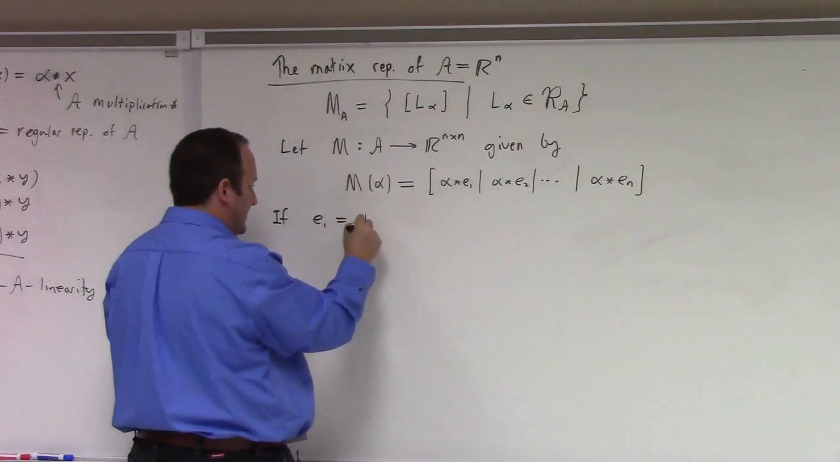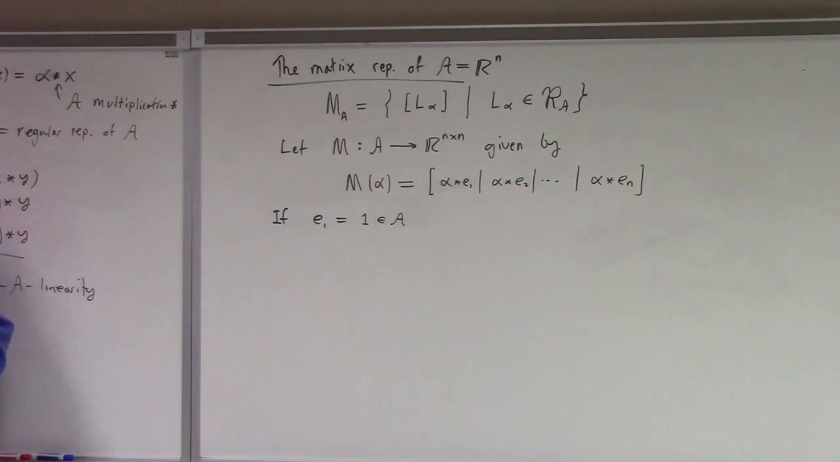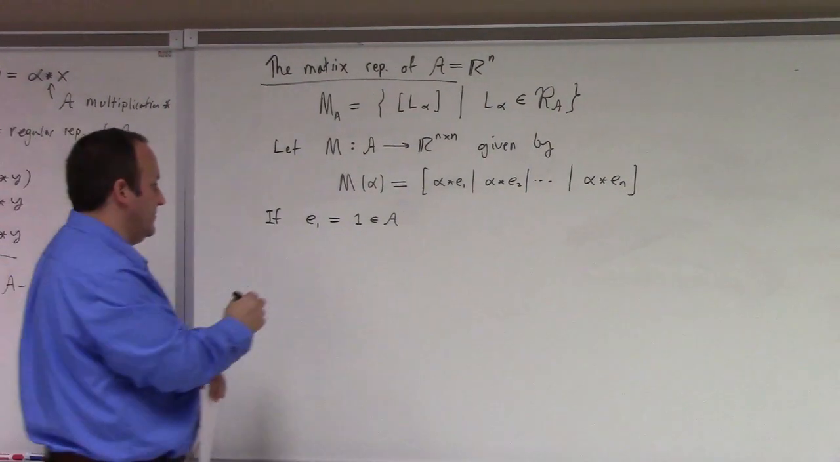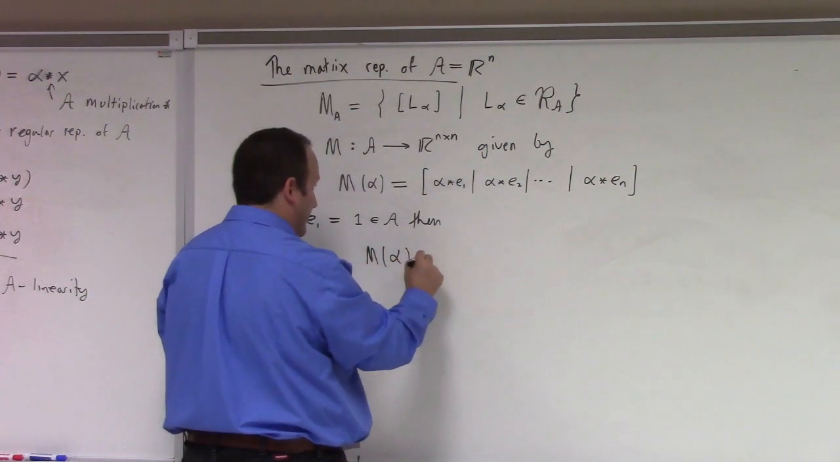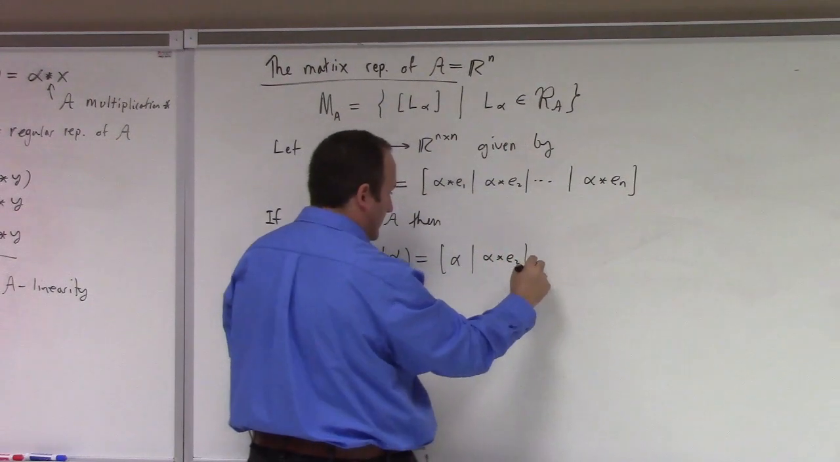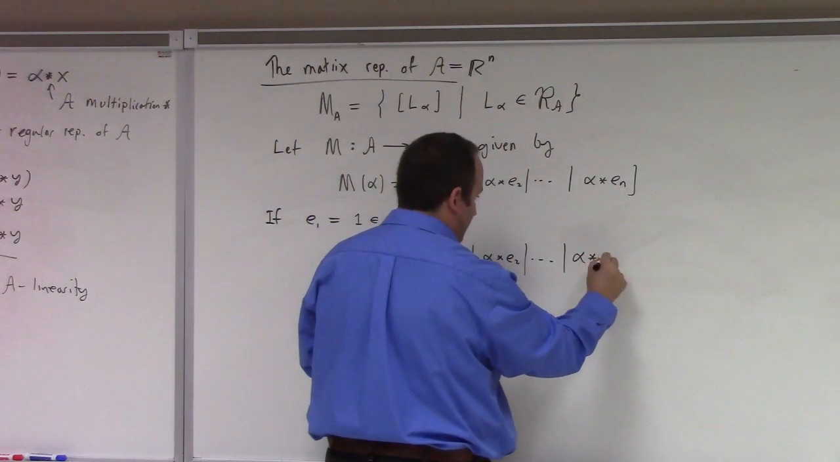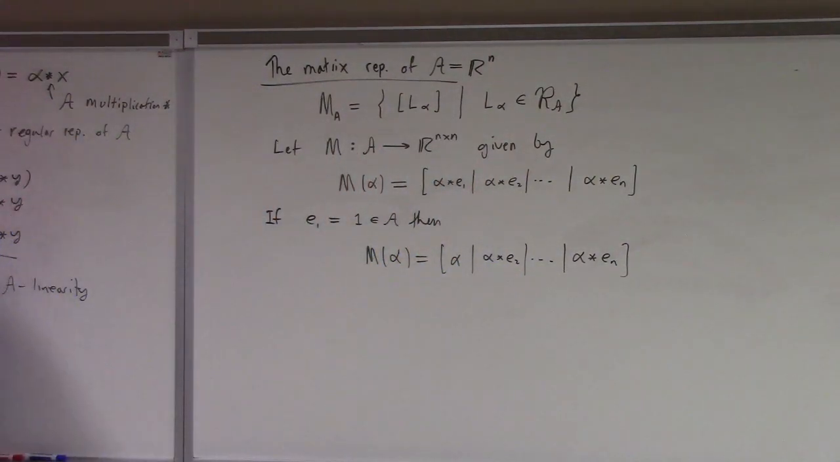If E1 serves as the multiplicative identity of the algebra, then this formula for the matrix representation is even nicer. And that's almost all of our examples. M of alpha is just going to be alpha, and then alpha times E2, and so forth and so on, alpha times En. And so often that's how we can calculate the matrix which represents a given algebra. So in the notes, I derive the representation for the complex numbers from that.